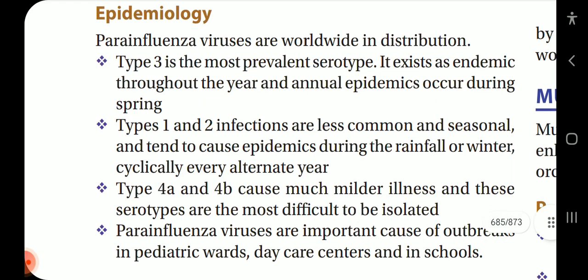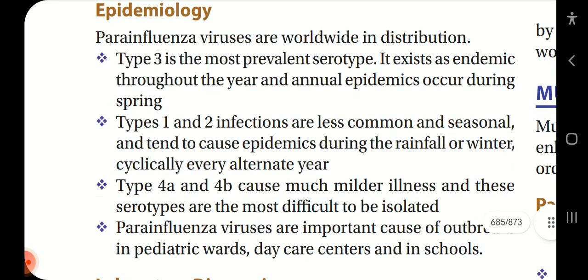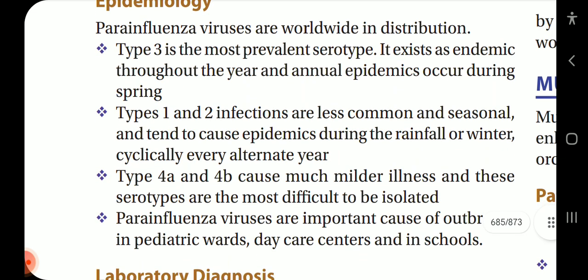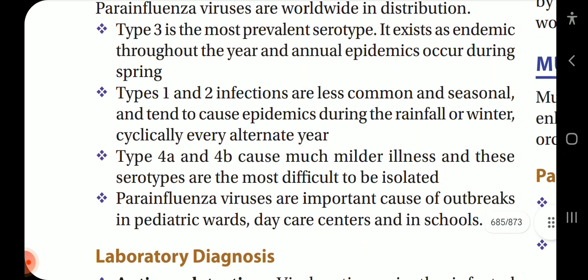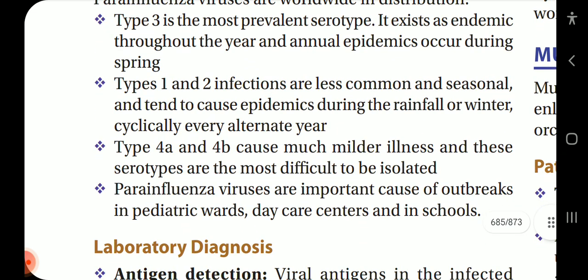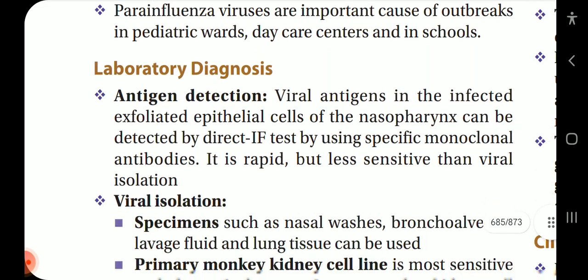Epidemiology. Parainfluenza viruses are worldwide in distribution. Type 3 is the most prevalent serotype. It exists as endemic throughout the year, and annual epidemics occur during the spring. Types 1 and 2 infections are less common and seasonal and tend to cause epidemics during the rainfall or winter, cyclically every alternate year. Type 4A and 4B cause much milder illness, and these serotypes are the most difficult to be isolated. Parainfluenza viruses are an important cause of outbreaks in pediatric wards, daycare centers, and in schools.